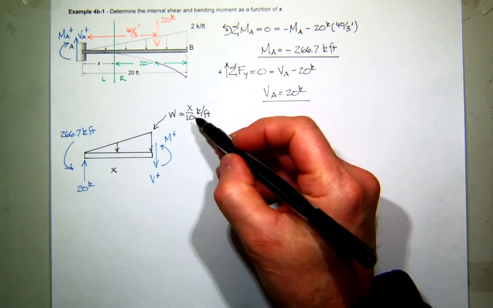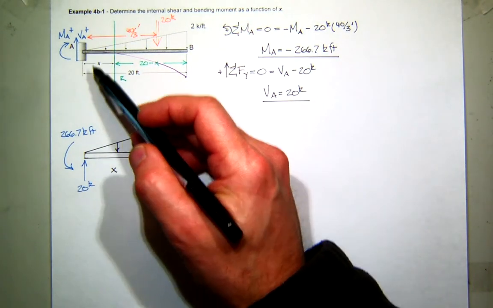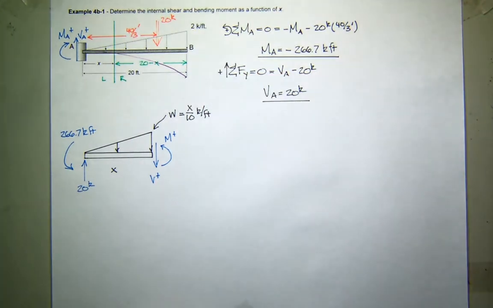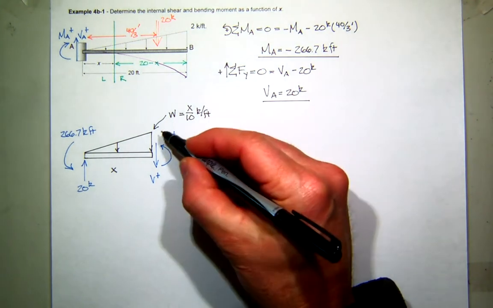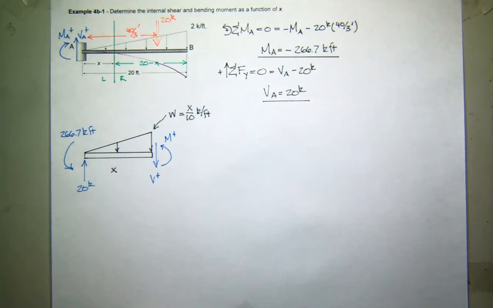And you can check it really quick. When x is 0, what do you get? 0. When x is 20, what should you get? 2. And it checks. You only have to check a linear line at 2 points, and then it's valid. So now I know the intensity of this load as a function of x, which is the distance that I've cut the structure.